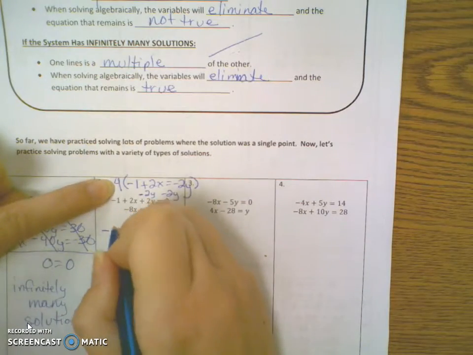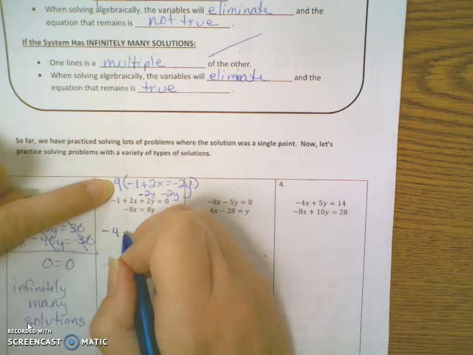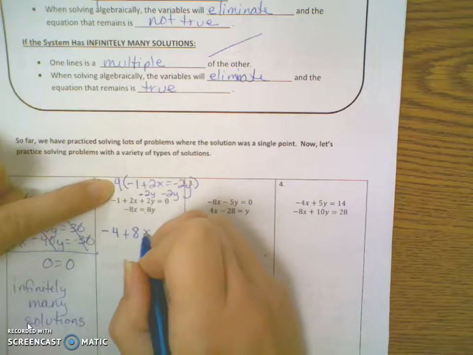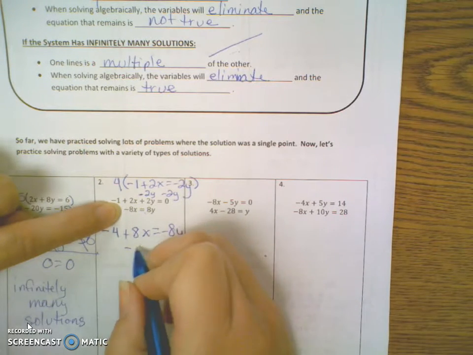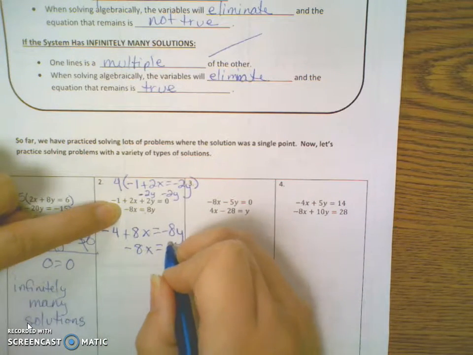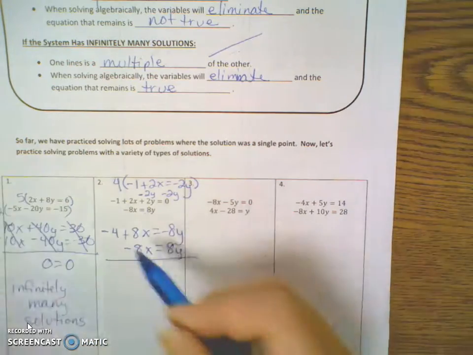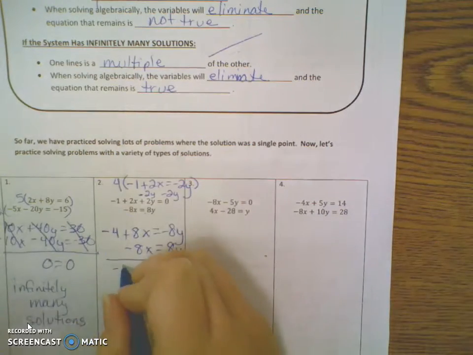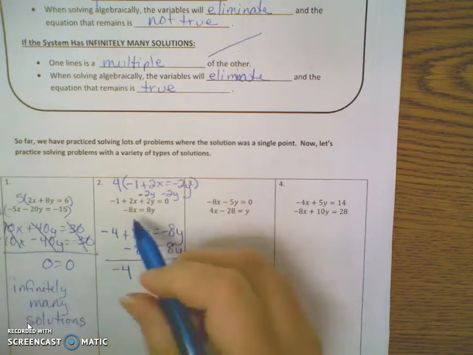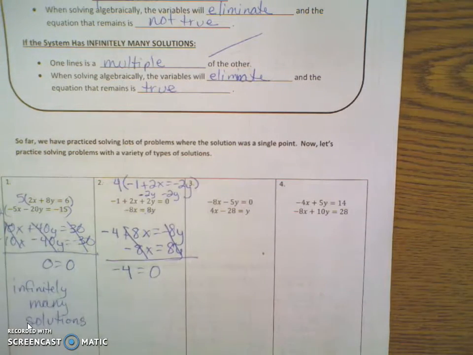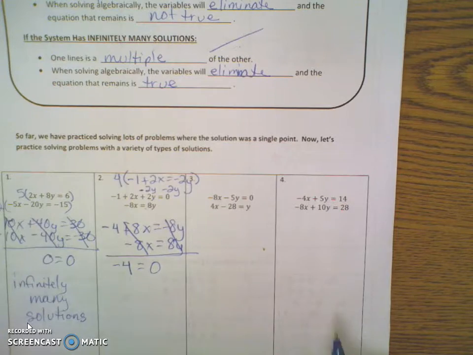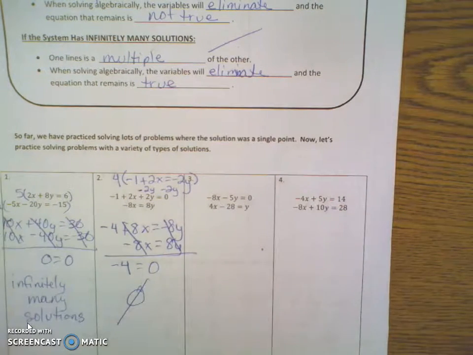So this right here is going to be negative 4 plus 8x equals negative 8y. And then I'm going to write this below it. So negative 8x equals 8y. Okay, so this is negative 4 because there's nothing to go with it. That eliminates, that eliminates. So I have negative 4 equals 0, which is not true. So that means there is no solution.